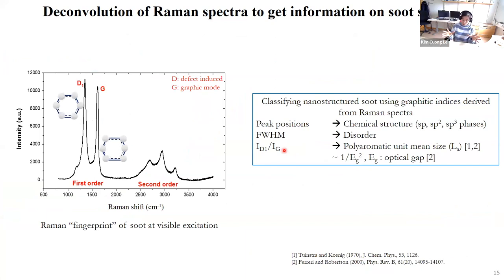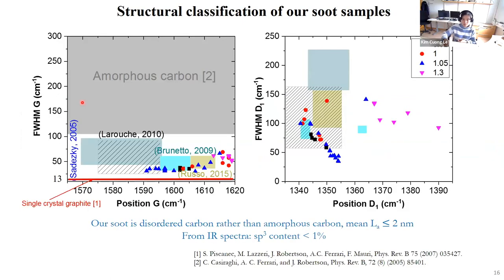So with the Raman spectrum, if you know the peak position, you know the chemical structure and the functional group in our sample. The peak width gives us information about the disorder. The larger width corresponds to more disordered material. And the intensity ratio between D1 and G is often used to indicate the maturity of our sample, and it can be used to determine the optical band gap or the polyaromatic unit mean size, or the size of the basic structure unit that I mentioned before.